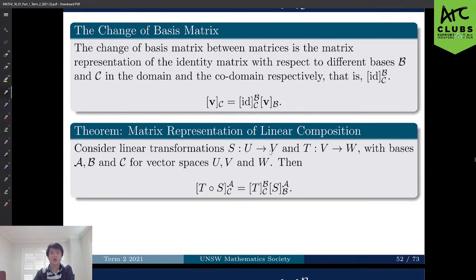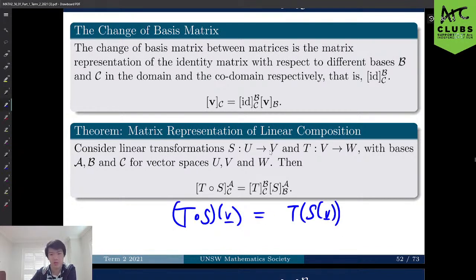Next, if we want to do two linear transformations on a vector, we talked about function composition. The idea is if we want to do T composed with S of V, that's the same thing as doing S of V first, then doing T to that result. So it makes sense that all we have to do is take the corresponding matrix representations. So what we do is we say, let's do this function transformation first.